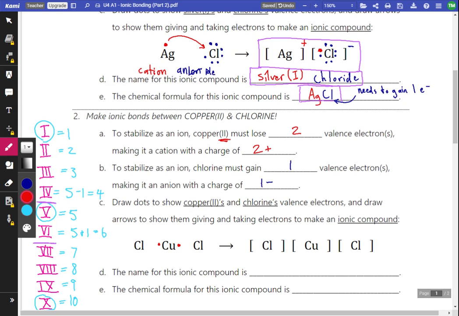Each chlorine has 7 valence electrons. 1, 2, 3, 4, 5, 6, 7. So if copper's looking to lose those 2 electrons, might as well give them to something that's looking to gain electrons. So our copper is going to give up its 2 electrons over to the chlorines.